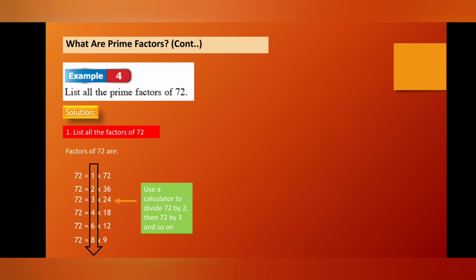1, 2, 3, 4, 6, 8. That is how you list the factors of 72 from top to down. Next, from bottom to top. Okay, those are the factors of 72: 1, 2, 3, 4, 6, 8, 9, 12, 18, 24, 36 and 72.